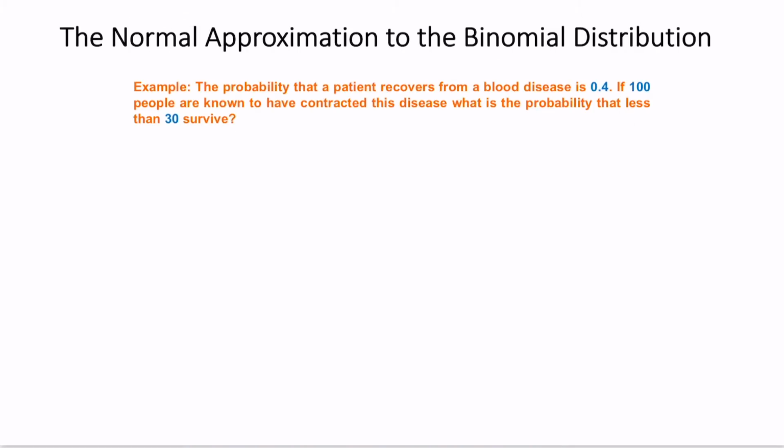So let's take an example problem and try to solve it. The probability that a patient recovers from a blood disease is 0.4. If 100 people are known to have contracted this disease, what is the probability that less than 30 will survive? The probability that a patient will recover from a disease is p, and that value is given as 0.4. Notice that this value is not too close to 0 or 1, which means this is an ideal situation.